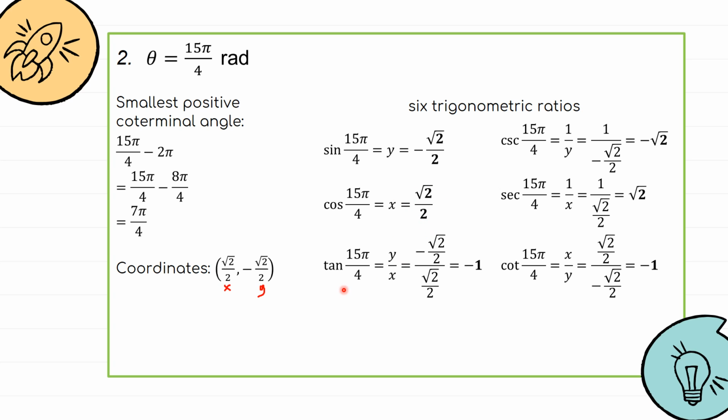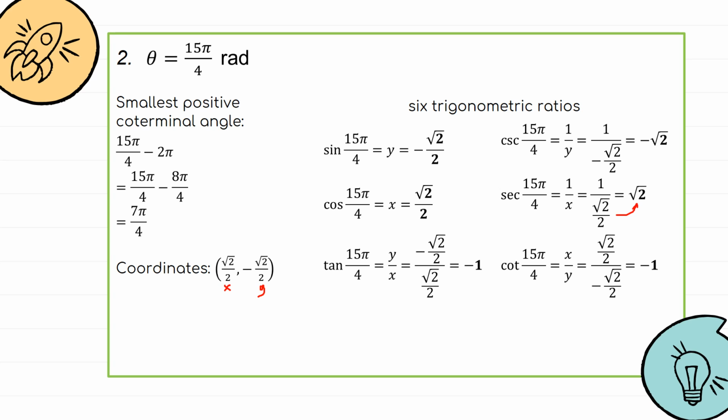Positive naman. But for tangent, that is y over x. So substitute natin y over x. Si y, negative square root of 2 over 2 all over square root of 2 over 2. If you simplify it, that is negative 1. Okay? The same with cotangent. So let's take a look at secant. Secant 15 pi over 4 is 1 over x, right? If you substitute x, we end up with 1 all over square root of 2 over 2.